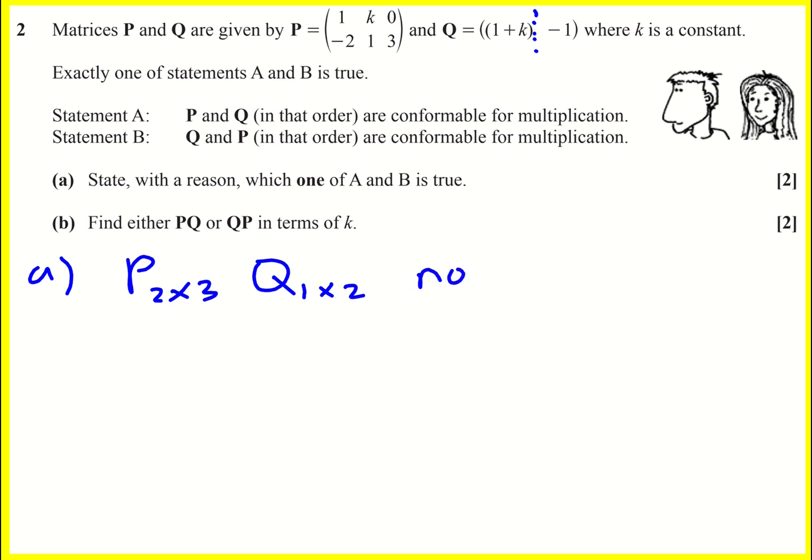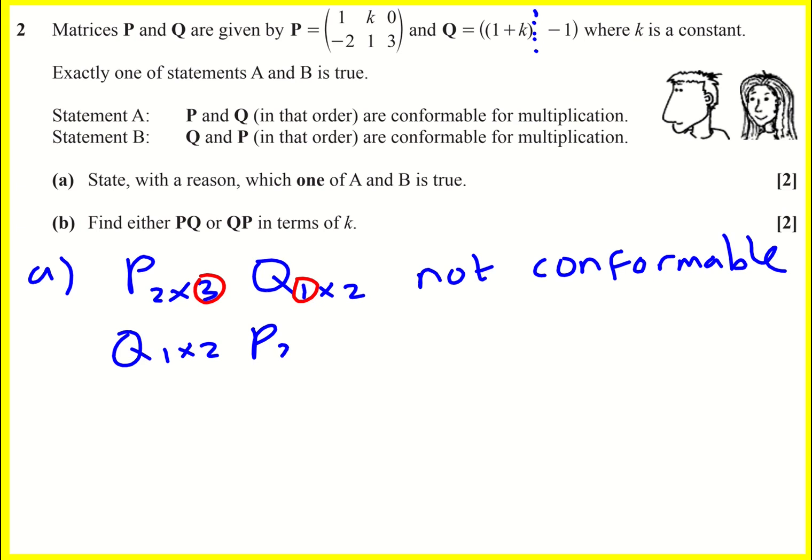This is not conformable because I've got a 3 here and a 1 here. They're not the same. Meanwhile, if I swap them round, suddenly the numbers are the same. I've got a 2 here. Sorry, let me just do that again. I've got a 2 here and a 2 here. So it's conformable.